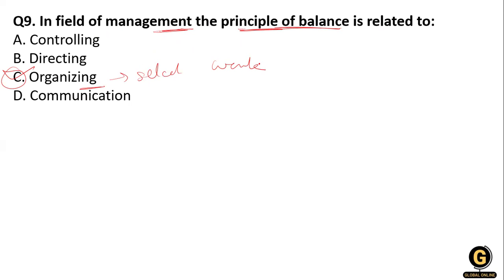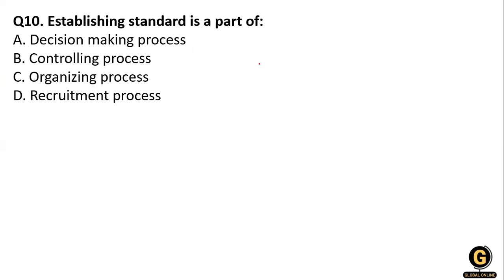Now the next question: establishing the standard is a part of decision making process, controlling process, organizing process, or recording process. So establishing standard is a part of what? It is a part of the controlling process. So what is the controlling process? It is a method that can be used to make sure that the standards are being met within the organization. It involves a careful collection of information about the system, the processes, and the group of people, in order to make a necessary decision about each. So the right answer is option B.